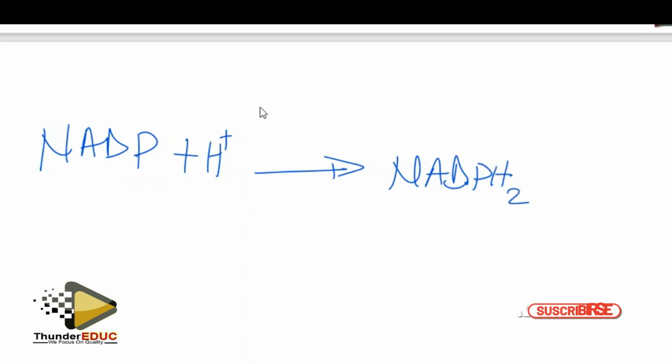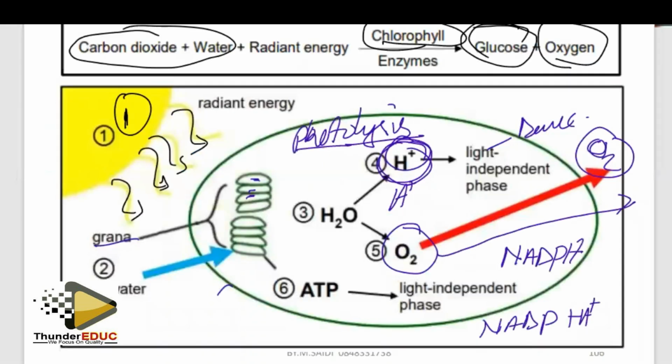Yes, you can even go to H2. Yes, NADH. So that's what happens. Now this will move to the dark phase. This is NADP, so it carries this hydrogen ion and then it goes to the dark phase. It does not stop there. Also, some ATP is being produced.